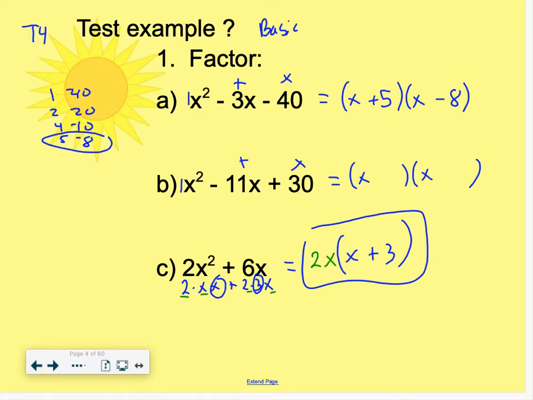Doing the same thing for B, factors of 30. 30 divided by 2 is 15, 30 divided by 3 is 10, 30 divided by 4 is a fraction, 30 divided by 5 is 6. And this time they need to multiply to a positive, but add to a negative. So when that happens, they're both going to be negative. So if I do negative 5 and negative 6, they will still multiply to positive 30, but they'll add to negative 11.